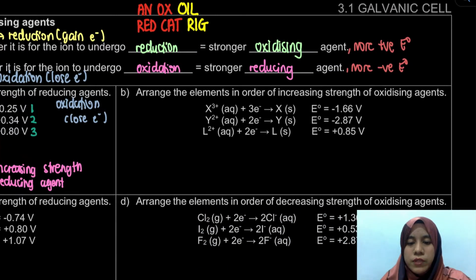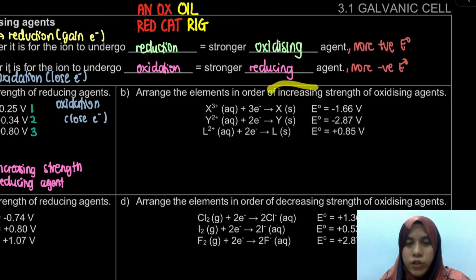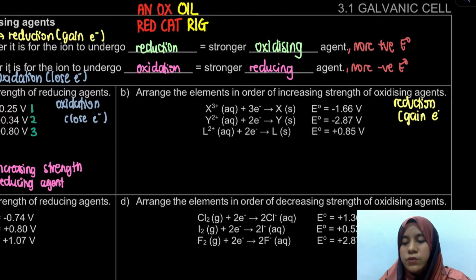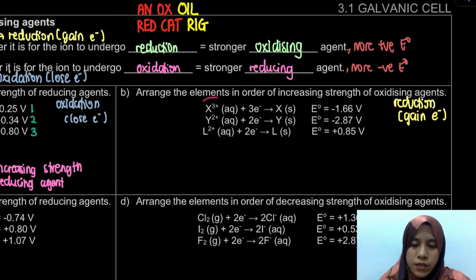Arrange the elements in order of increasing strength of oxidizing agent. Still increasing strength, but first let's look. Oxidizing agent is the species that undergoes reduction, and reduction is the process where electrons are gained. So which species undergoes reduction? This is the species that undergoes reduction, because all of these gain electrons, right? So here is my species, the species that we are interested in.